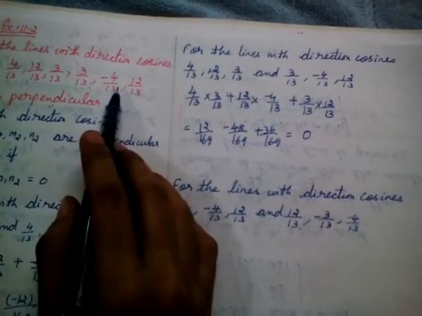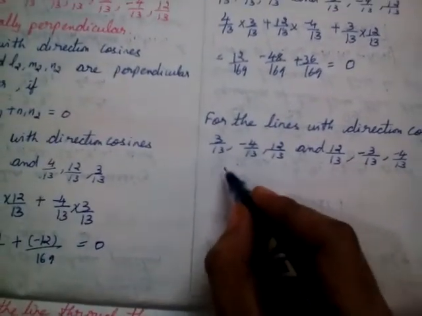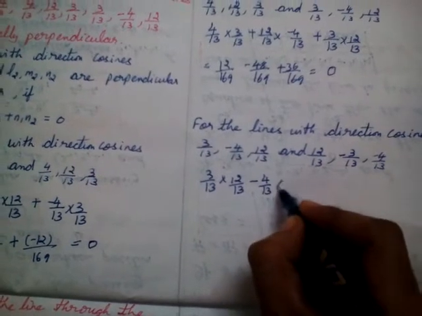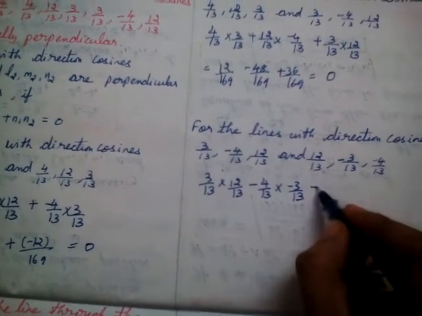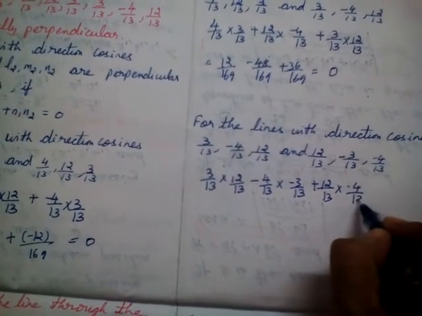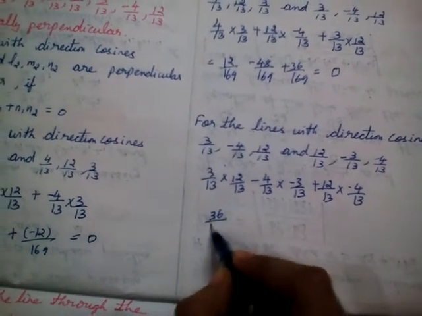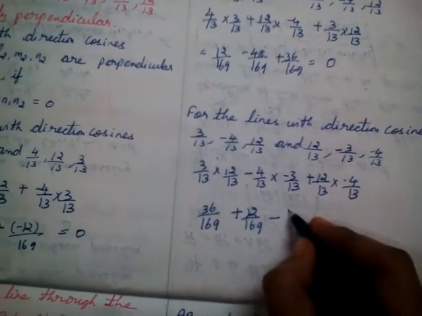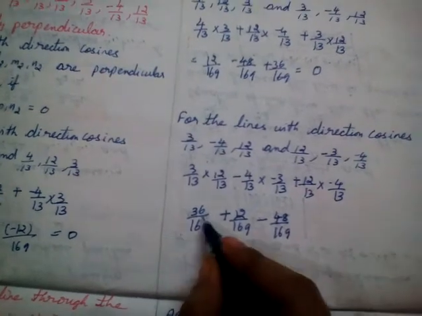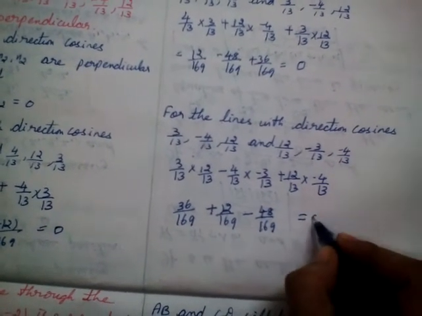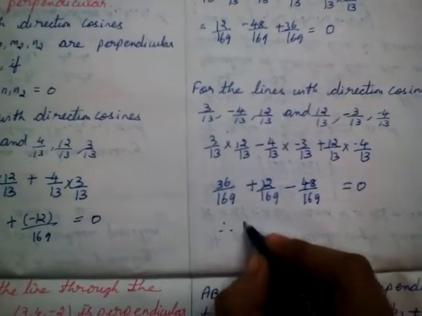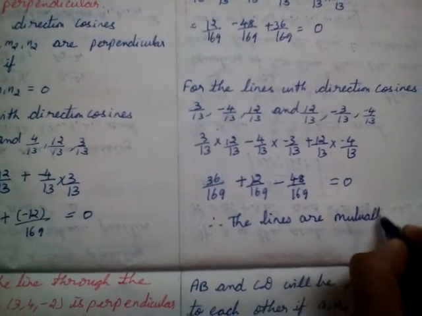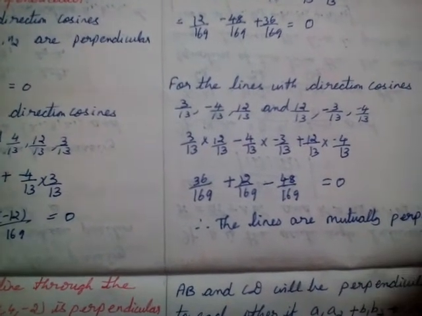Next you consider the first and the last set of lines. So you have here 3/13 into 12/13, then -4/13 into -3/13, plus 12/13 into -4/13. When you multiply, this becomes 36/169, plus 12/169, and this is -48/169. So 36 plus 12 is 48. 48/169 minus 48/169 is 0. Therefore, the lines are mutually perpendicular.